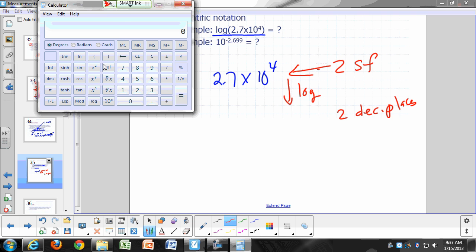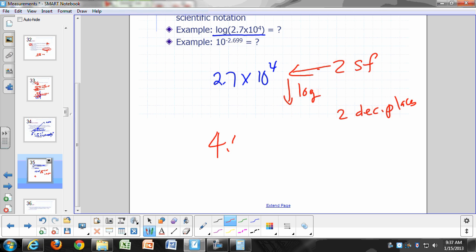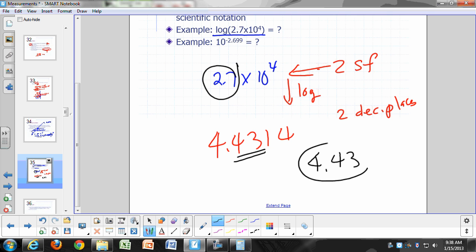So you would type in 2.7 times 10 to the 4th, and take the base 10 log. The calculator gives you 4.43136, 4.4314. But since this has only 2 significant digits, your answer should only have 2 decimal places. So the answer here is going to be 4.43.